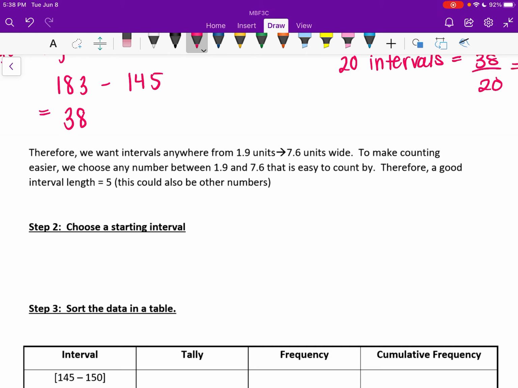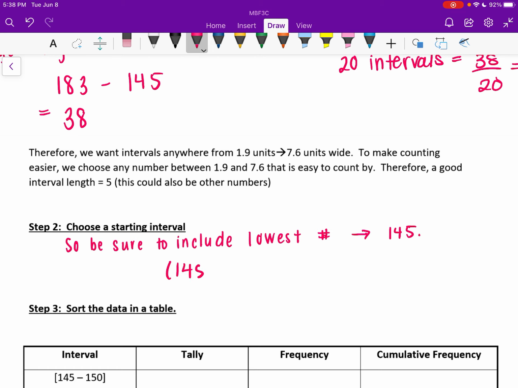Naturally, it just makes sense. You want to include the lowest number, right? So be sure to include the lowest number and the highest number. So let's start at 145. Our first interval will be just 145.